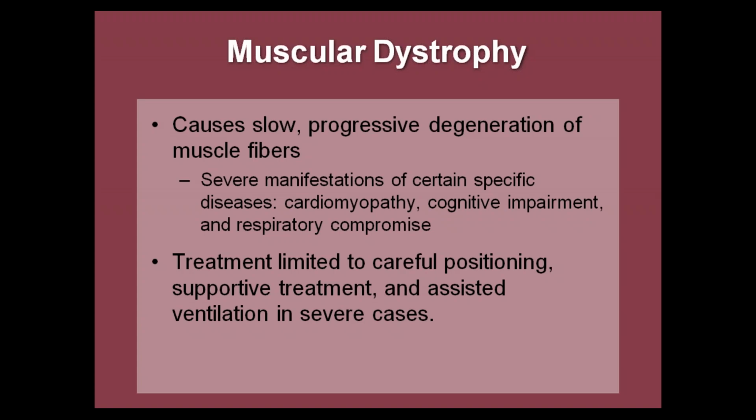So I guess the book talks about Duchenne muscular dystrophy, that's DMD, which is the most common type and chiefly affects males. Treatments are limited to careful positioning, supportive treatments, and then assisted ventilations, as they might have that respiratory compromise.